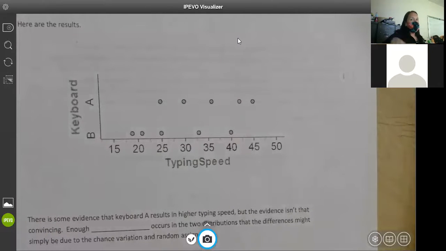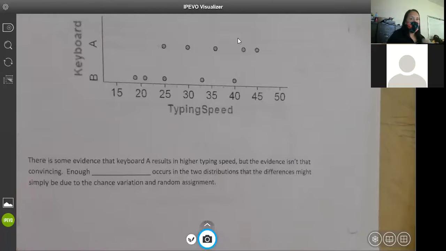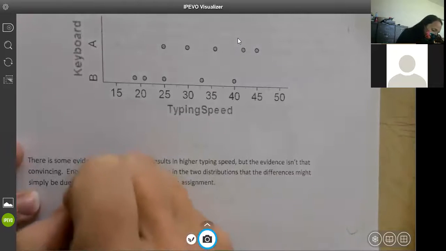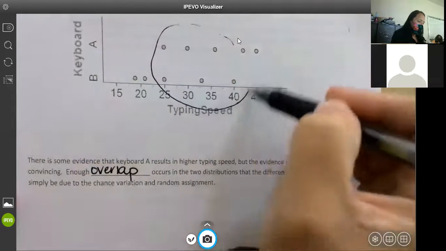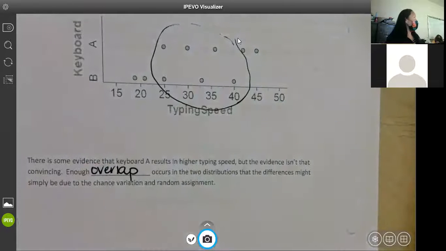Okay, so when we look at this, we see that keyboard A's are shifted towards the right, or to the higher speeds, whereas B is shifted towards the lower. So it seems that keyboard B is a little bit slower, a little bit harder to use, right? Slows them down. Okay, so there is some evidence that keyboard A results in higher typing speeds, but the evidence isn't that convincing. There's enough overlap. Right in this area here, it's about the same. So there's a lot that are fairly the same. Overlap occurs in the 2 distributions, so the differences might simply be due to chance variation and random assignment.